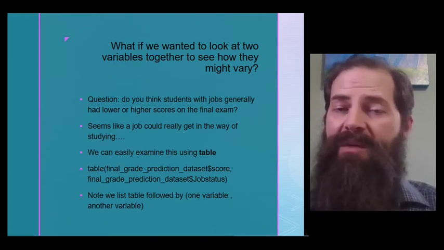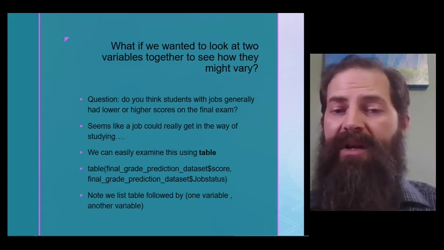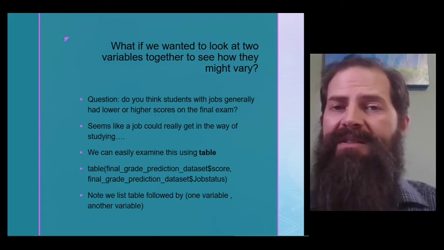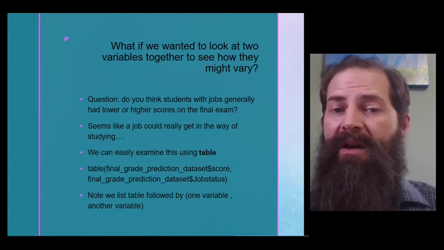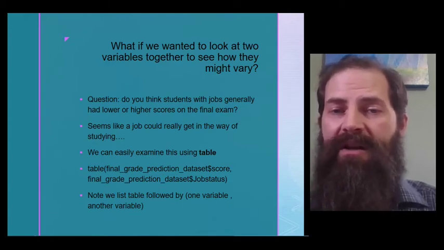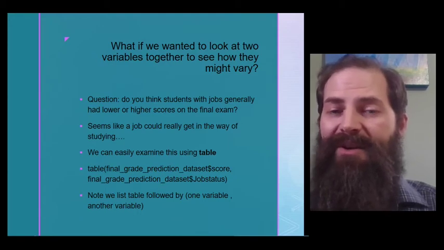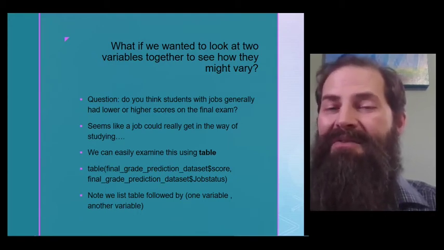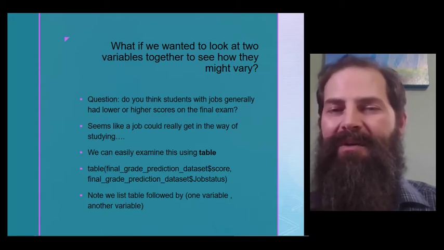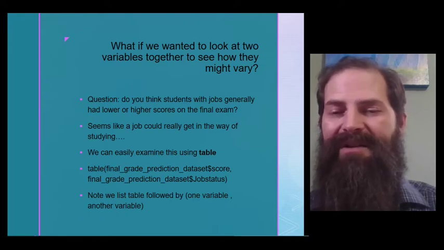So we'll type in table as we always have. You can hit the down button. You can leave in final grade prediction data set, put in a $ sign, and let's put in score. So let's go back to our score data set. Here's what I want you to do. After you have final grade prediction data set, $ sign, score, put in a comma. Then we're going to put in final grade prediction data set again because we're going to tell it a different variable. We're going to hit the $ sign, and we're going to put in job status with a capital J, because remember that capital J matters.